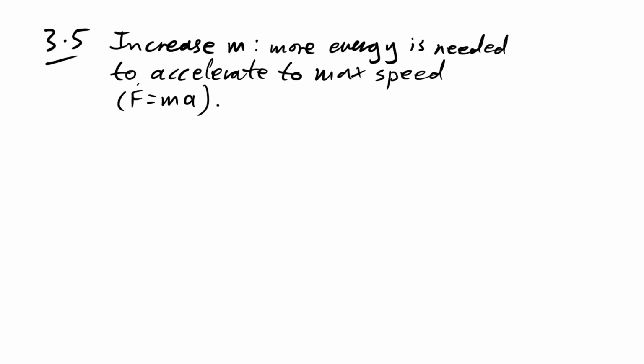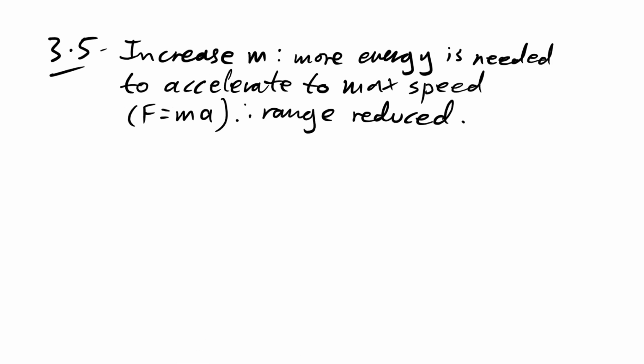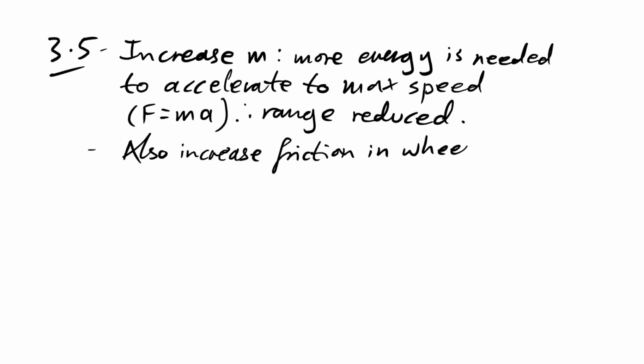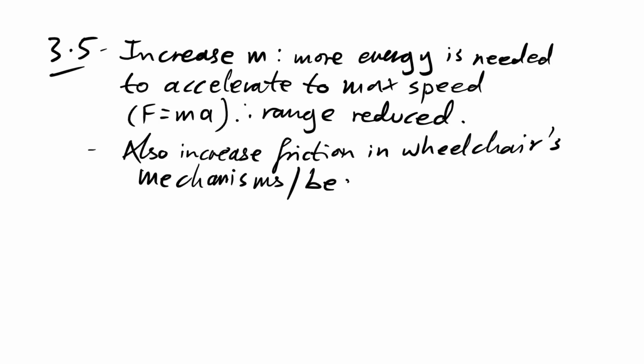More force, therefore more energy is going to be used to accomplish that acceleration. So we could say therefore the range is reduced. That's the main thing to go with. However, we could also say that in the real world, if a car is heavier, it won't go as far, and that's because it'll also increase friction in the wheelchair's mechanisms, or the bearings and the like. The more mass is pushing on bearings, the hotter they get, because there's more friction, so more energy is lost, so that will reduce range as well. Not an easy one to get there.